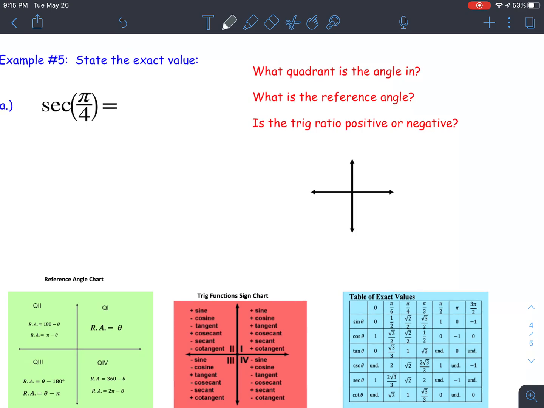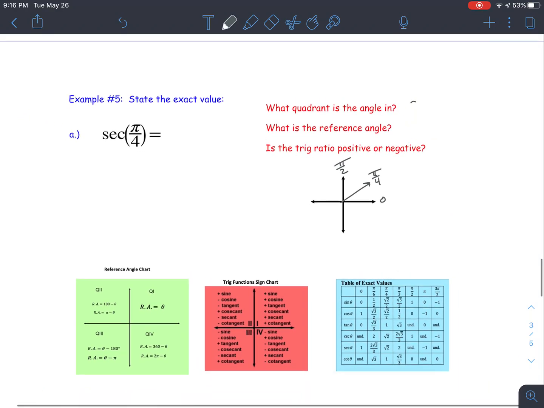First thing I want to decide is which angle, what quadrant is my angle in. This is pi over 2, this is 0. Pi over 4 lies in the first quadrant. So we're in quadrant 1. And we know to find the reference angle in the first quadrant, it's just whatever my angle is. So it's going to be pi over 4.